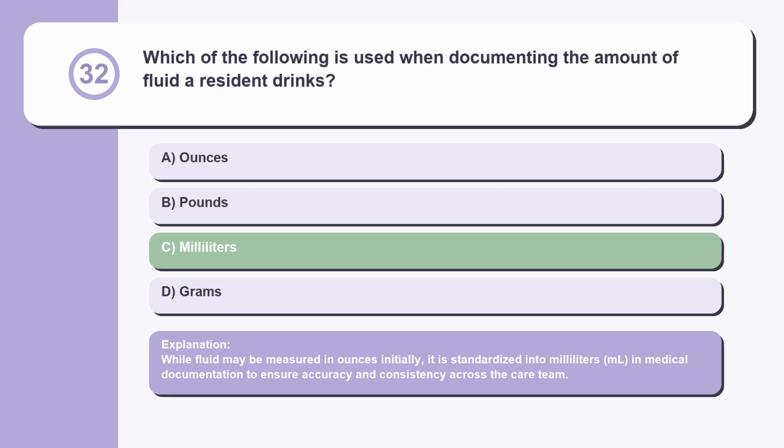While fluid may be measured in ounces initially, it is standardized into milliliters, mL, in medical documentation to ensure accuracy and consistency across the care team.